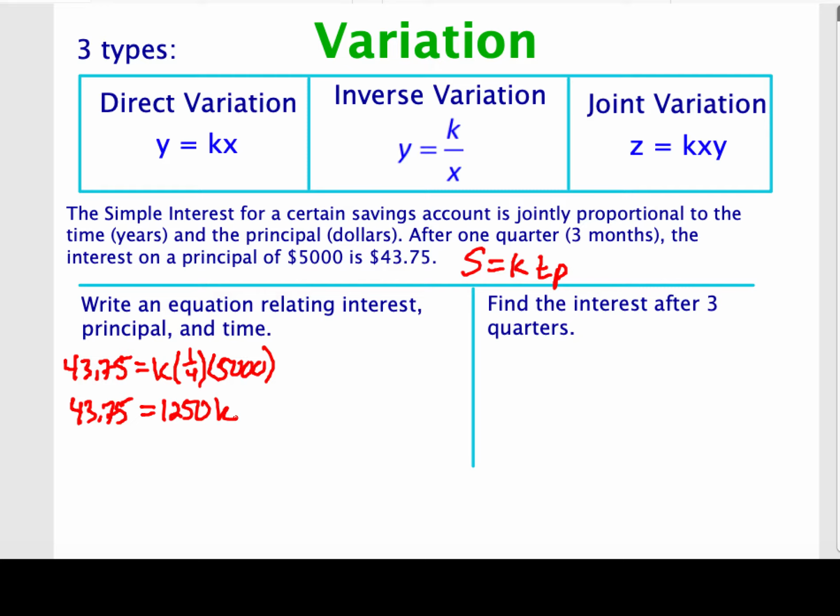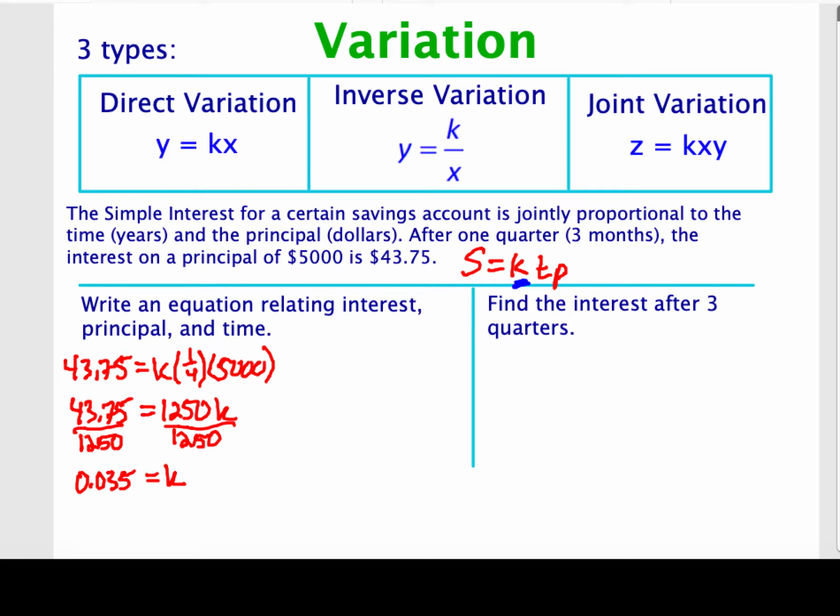And if we divide that away, divide both sides by 1250, then k will come out equal to 43.75 divided by 1250, 0.035. And for those of you familiar with simple interest, basically what we just found was the interest rate. Rate times principal times time is the formula for simple interest. We just figured out we're earning about 3.5% simple interest.